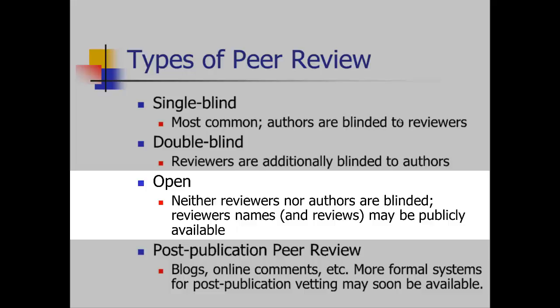In open peer review, nobody is blinded. So the reviewer knows who the authors are, and the authors know who the reviewer is. And in a lot of cases, the reviewer's name and potentially the whole text of their review may be made publicly available. I recently had the experience of doing one of these fully open reviews where my review is going to be publicly available.